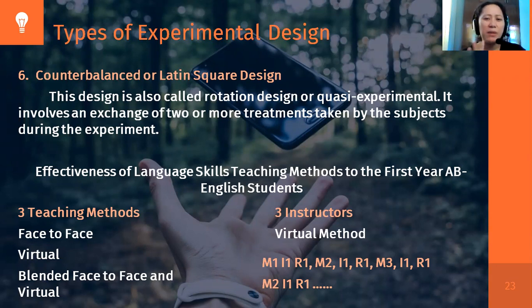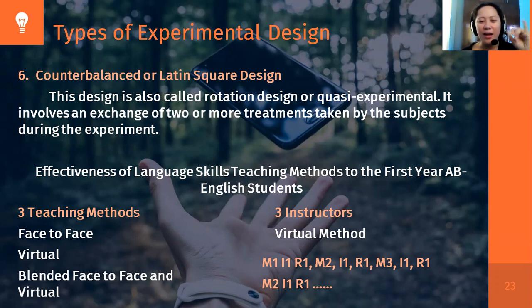So quasi-experimental is like that. For example, in this study, effectiveness of language skills teaching methods to the first year AB English students. Let's have 3 methods: the face-to-face, the virtual, and the blended face-to-face and virtual. In order to determine what method is more effective among the 3, we will use the quasi-experimental method. We also have here 3 instructors.